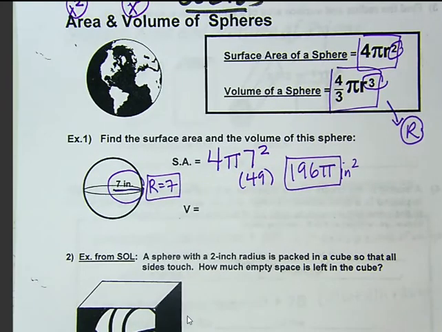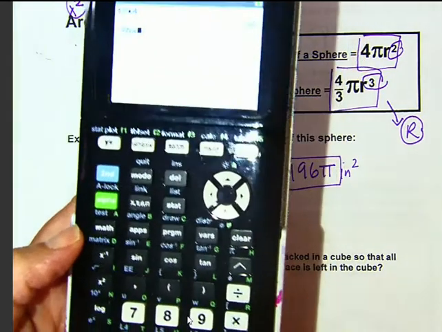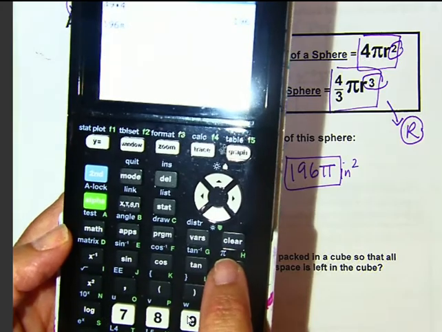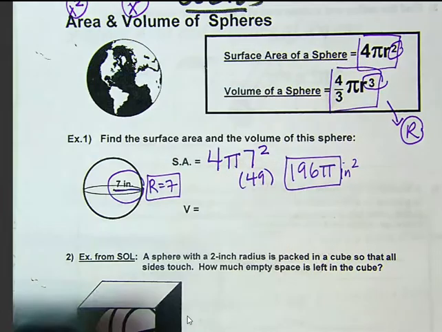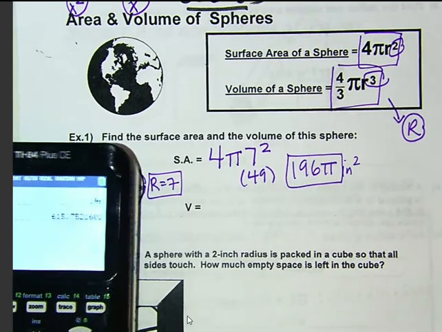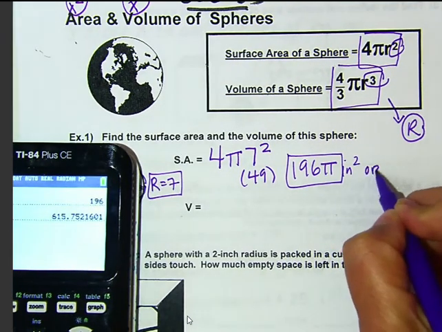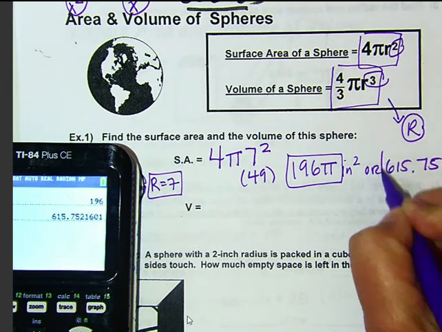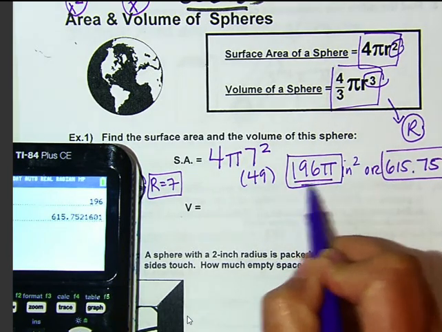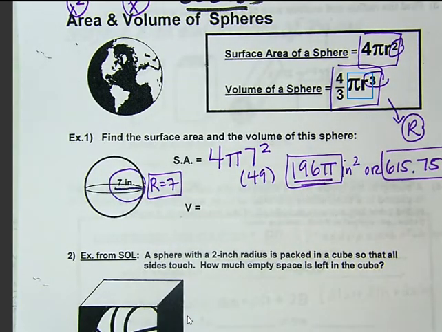And if I want to put the 196 times pi, if I use the pi button in my calculator, it's the arrow button above division. If you use the pi button, it's this blue, you're going to do second pi. So I'm going to do 196 pi, and I'm going to hit enter, and I get 615.75 inches squared. So this is rounded to hundredths. This is leaving in terms of pi. And you want to put the units every single time.